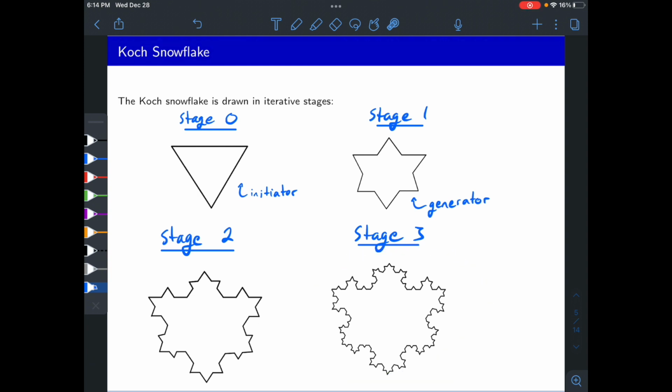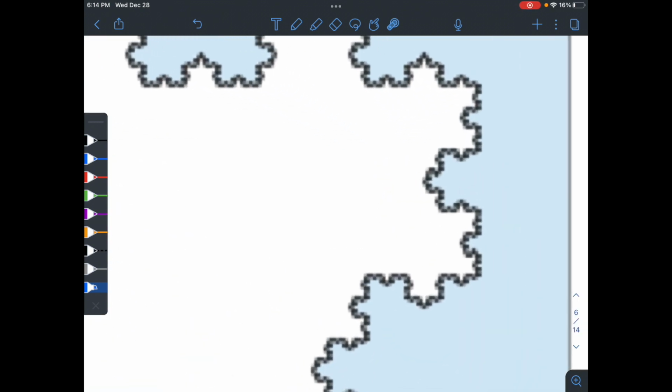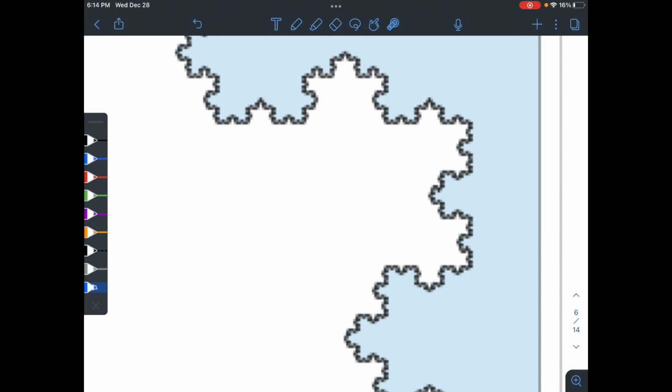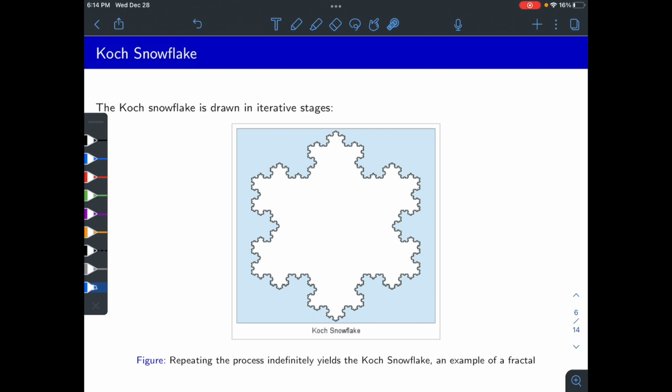And if you were to repeat this process indefinitely, or infinitely, you get the Koch snowflake. So this is stage infinity. It's probably not actually stage infinity. It's computer generated. They probably stopped at stage 10, 20, 30, I don't know. If you zoom in, there's only so much detail that the computer is able to generate, and after a certain number of stages it's just not worth it for the computer to generate any more. But in theory, the Koch snowflake is just repeating the process infinitely many times.